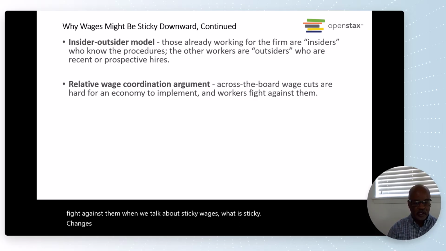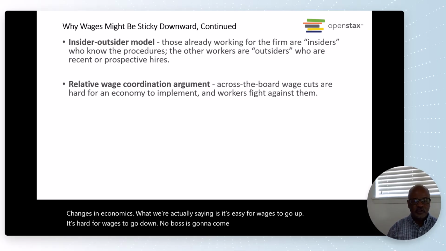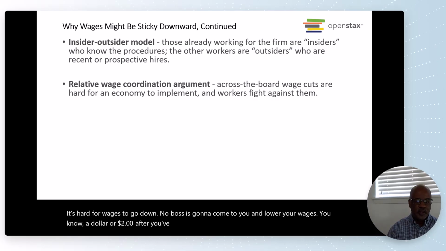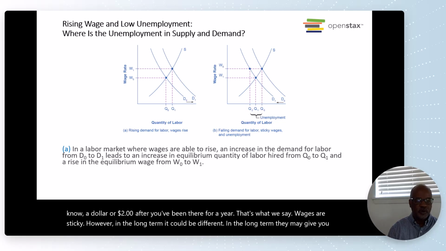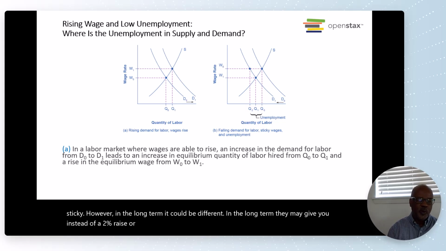What we're actually saying is it's easy for wages to go up. It's hard for wages to go down. No boss is going to come to you and lower your wages $1 or $2 after you've been there for a year. That's why we say wages are sticky. However, in the long term, it could be different. In the long term, instead of a 2% raise or a 3% raise, they could give you a 1% raise or no raise. Now, that does happen in the economy.